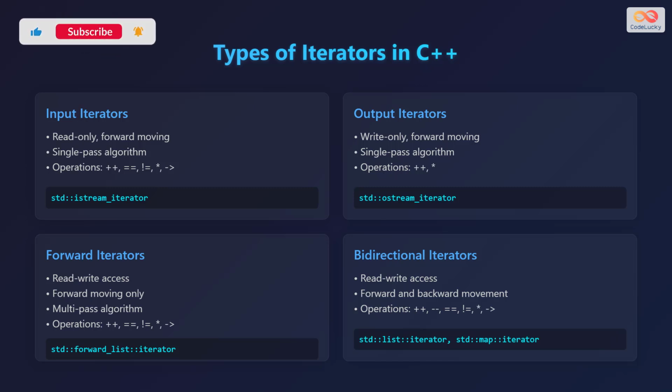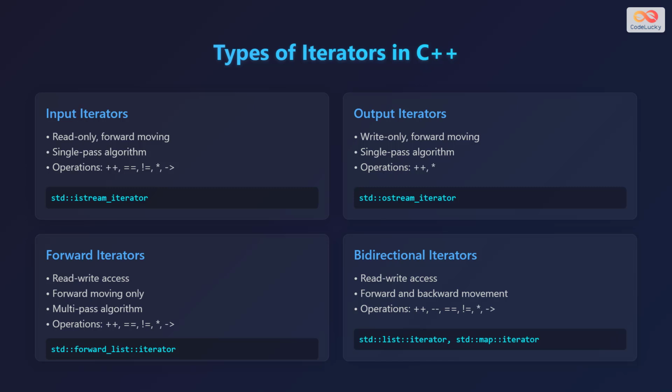Next, we have output iterators. Output iterators are used for write-only, forward-moving. Similar to input iterators, they are suitable for single-pass algorithms, but instead of reading, they allow you to write data to a container. The operations supported by output iterators are increment and dereference. An example of an output iterator is the standard output stream iterator.